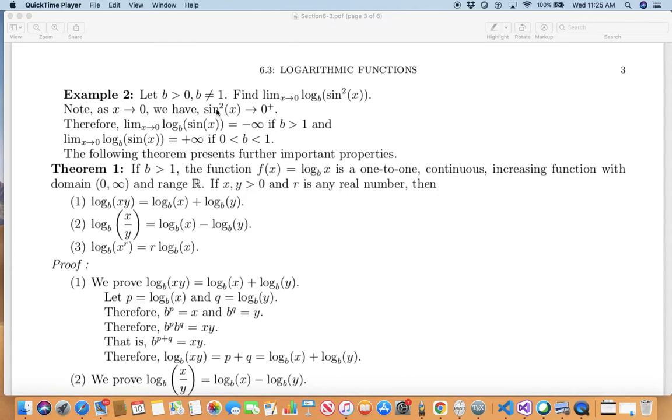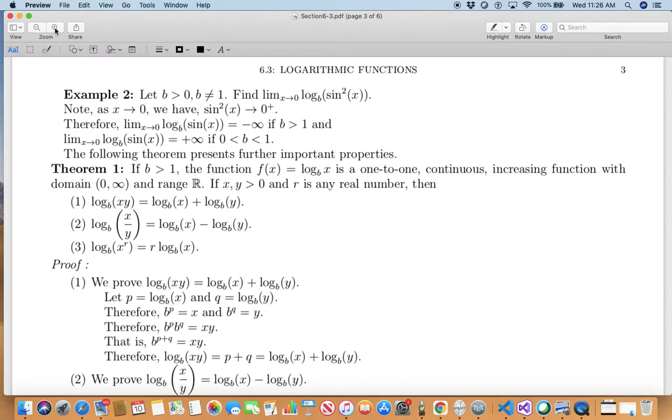Sine is a continuous function. So as x approaches 0, sine x approaches sine 0, which is 0. But sine squared x approaches 0 from the right because all these values are positive. Now that's the important point. So you need to find the limit as x approaches 0 of log base b of sine squared x. It should be squared there, right? Let's fix that.